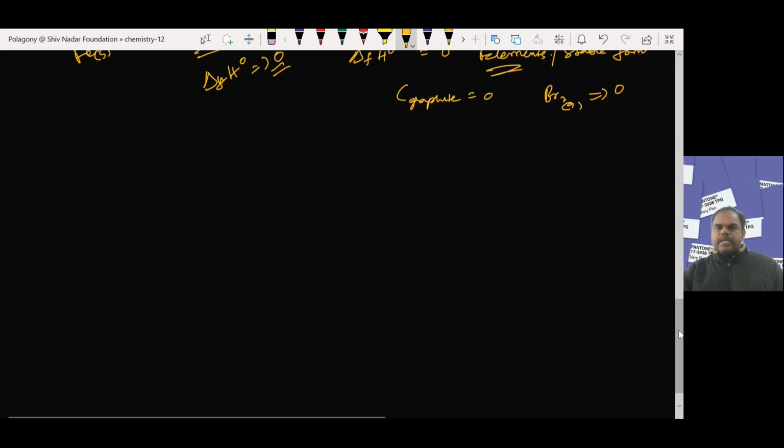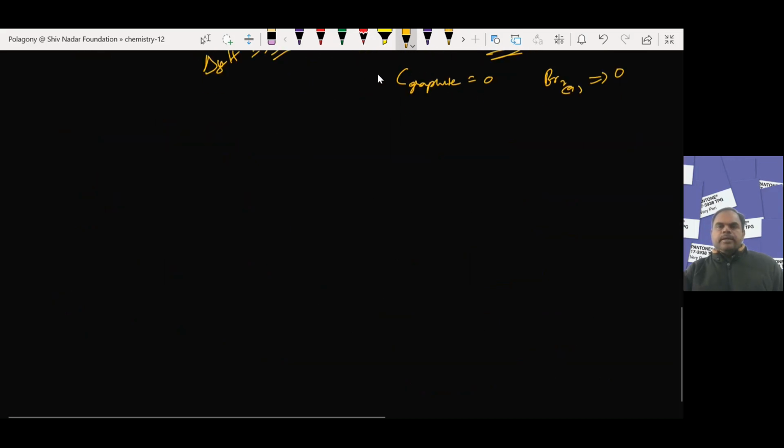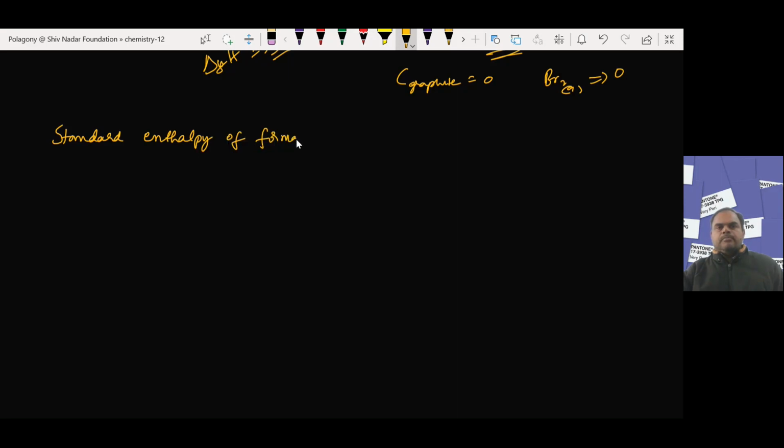In this lecture, I would like to introduce one more important concept, the standard enthalpy of formation. We must know the standard enthalpy of formation to get the standard enthalpy of reaction. Sometimes we can write it like this also: standard enthalpy of reaction is equal to 2 times the standard enthalpy of formation.